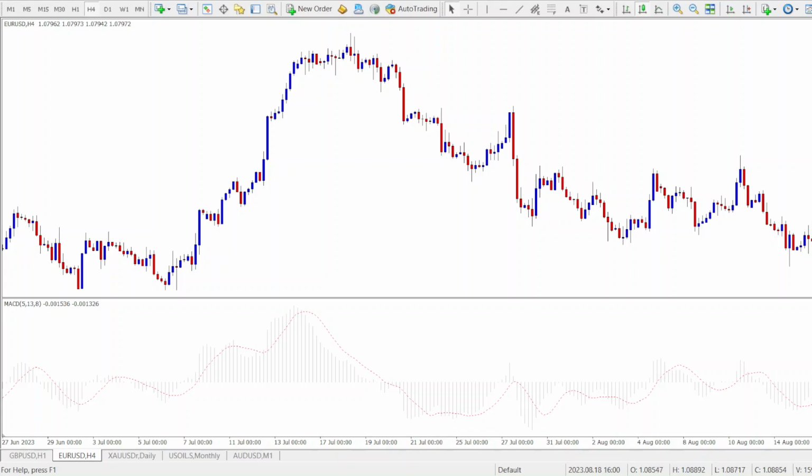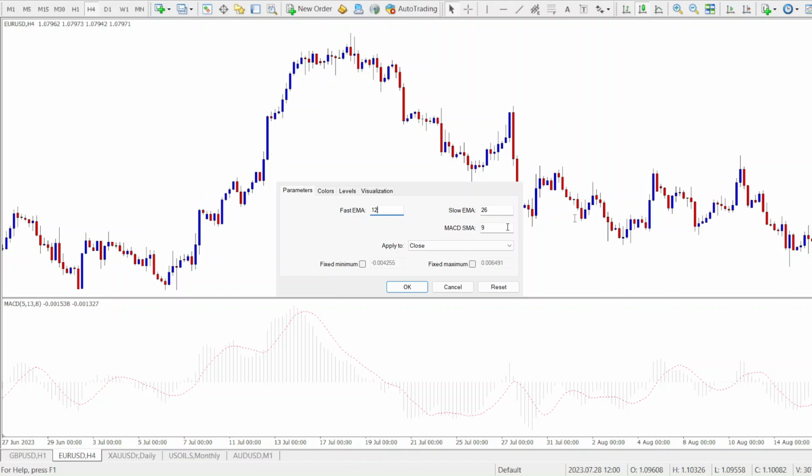Okay, all right, now let's talk about the best settings. For the 4-hour chart, I recommend using the standard settings of, just gonna reset this to the default. Okay, so I'm gonna recommend using the standard settings of 12, 26 and 9. 12 for the fast EMA, 26 for the slow EMA, and 9 for the MACD SMA.